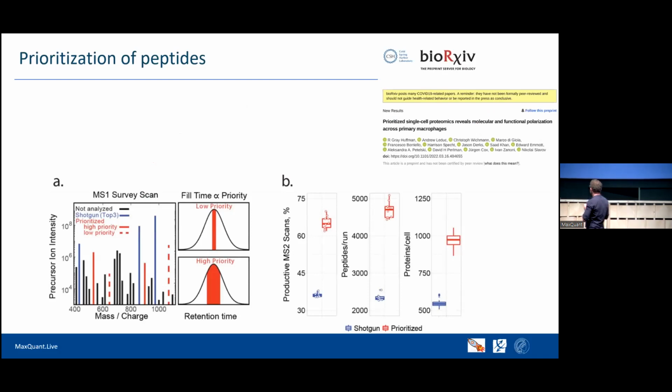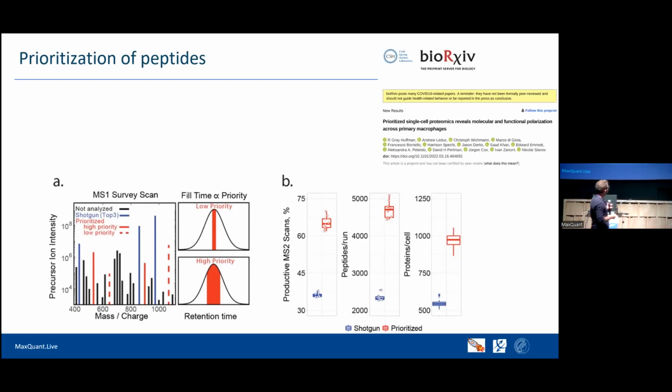In MaxQuant.Live, here you can see a full scan, and this is how they did it. They have some targets with a high priority, the red solid lines, for example this one and this one. Then there were some with lower priorities, and on top, you can also do shotgun. So if there are no targets, it's just doing shotgun proteomics.